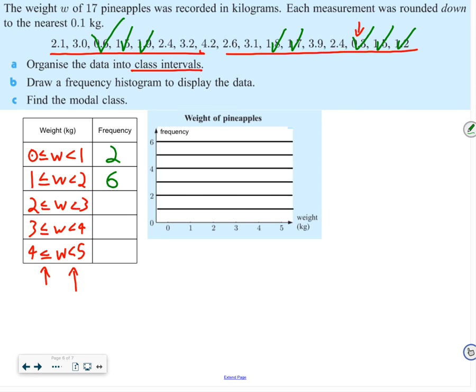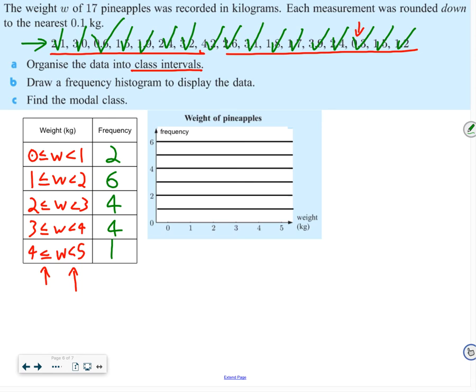Between 2 and 3, I don't include 3, so I'm not going to include that 3.0, but I do include the 2.1. So that's 1, 2, 3, 4 there. And then between 3 and 4, now I am going to include the 3, so that's 1, 2, 3, 4. And how many do I have between 4 and 5? Just 1 here. I like to cross out so I make sure I don't leave any out.